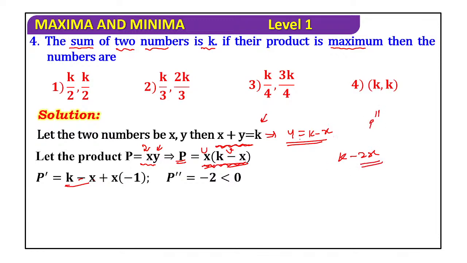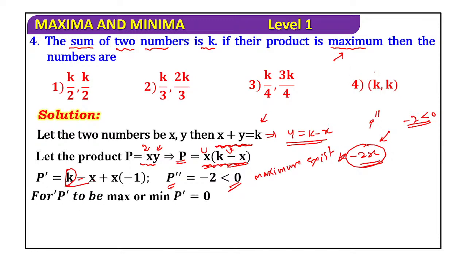If I differentiate again, that will be p double dash. The k term becomes 0, and minus 2x, if I differentiate this, you are going to get minus 2. Minus 2 is lesser than 0. Therefore, p double dash is lesser than 0. That means maximum exists, that is given in the problem. Clear?